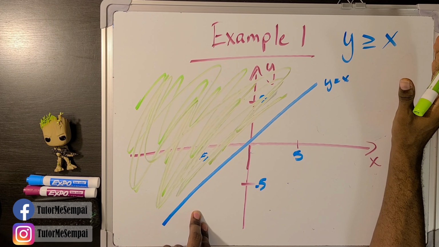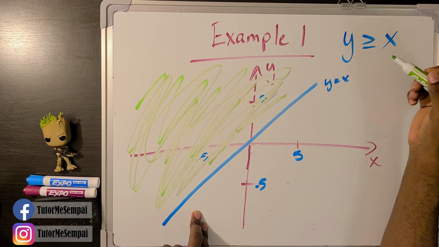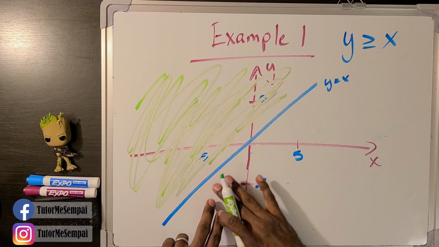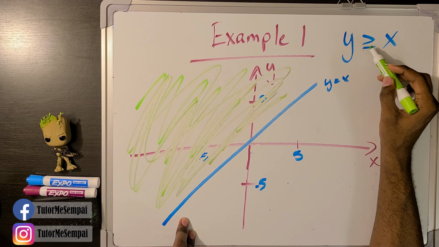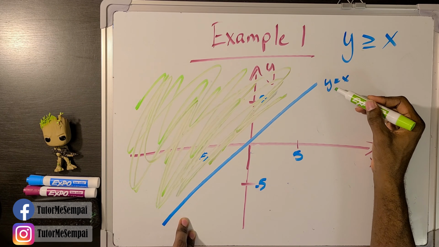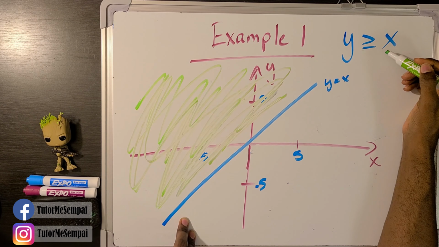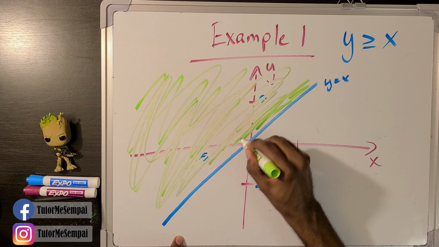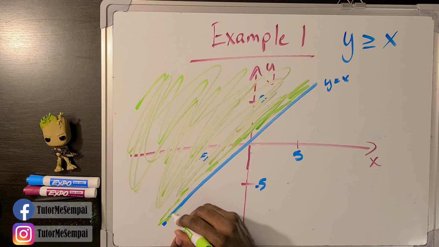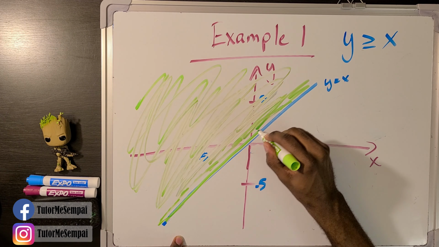I didn't really go into much at the time, but the reason why I said we could just draw it like this is because this is an equals. So you have y greater than or equal to x. That means if it's equal to x, it satisfies this inequality. So technically, this line also includes the actual graph.